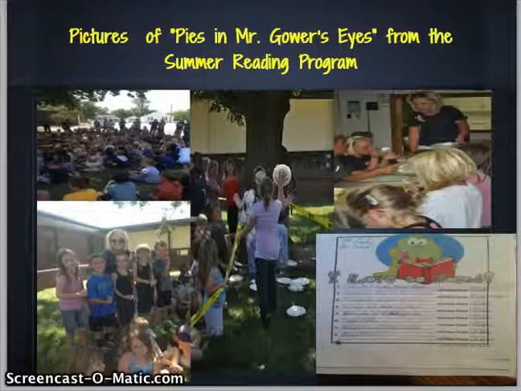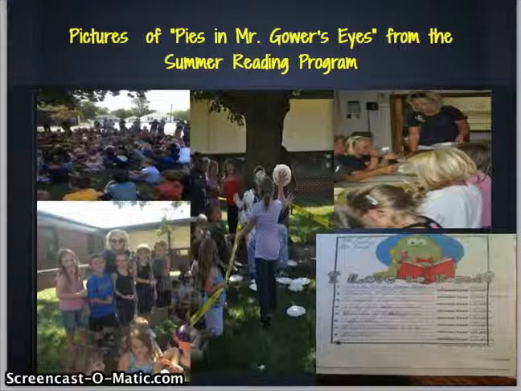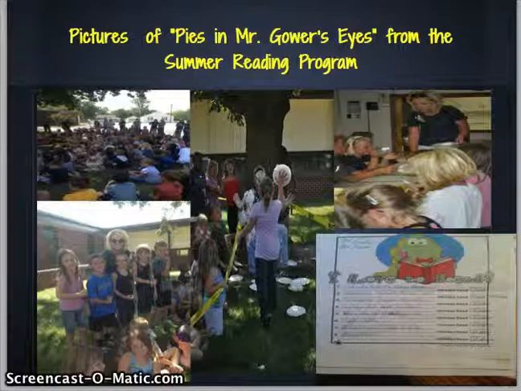Here are some pictures of pies in Mr. Gower's eyes. I've got a reading log down in the corner. You see some of the kids that read throughout the summer getting to throw pies at him. My class up in the right hand corner. There we are making the pies. My class is usually in charge of that every year. And then you'll see me down in the left hand corner as well with some of the readers out of my classroom.